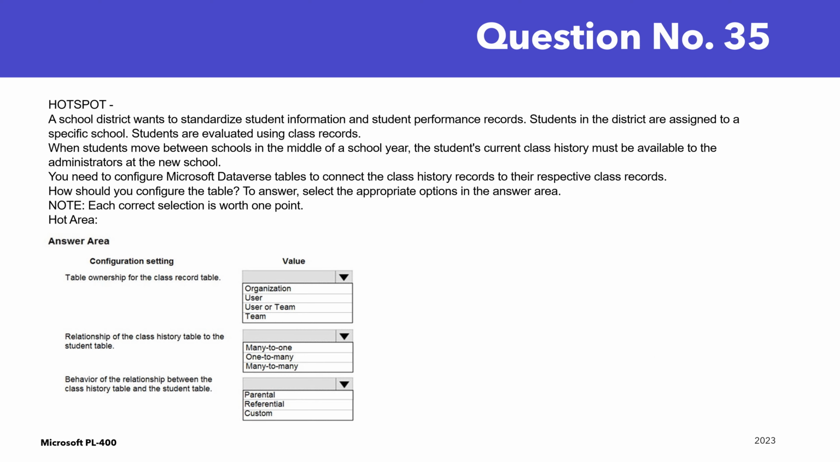A school district wants to standardize student information and student performance records. Students in the district are assigned to a specific school. Students are evaluated using class records. When students move between schools in the middle of a school year, the student's current class history must be available to the administrators at the new school.